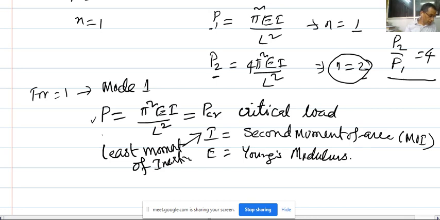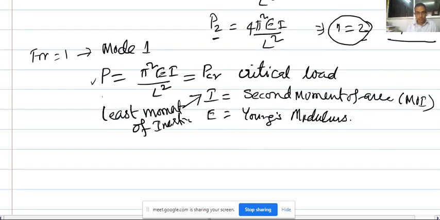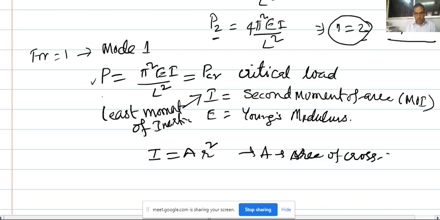To say that, I will use another equation. Moment of inertia can also be written as A into r square, where A is nothing but my area of cross section, and r is nothing but my radius of gyration.